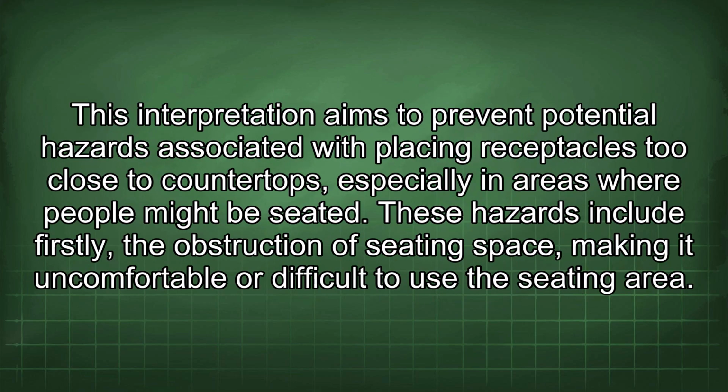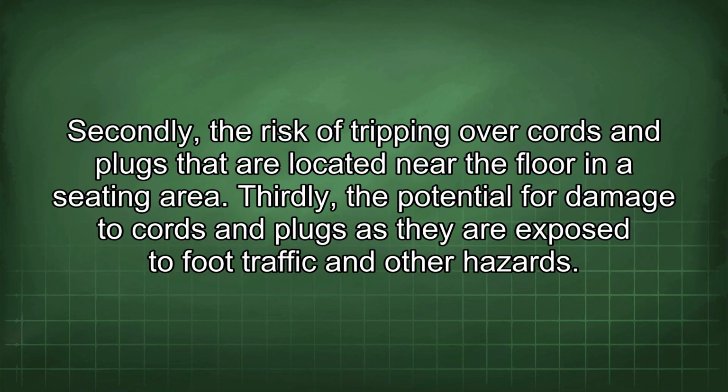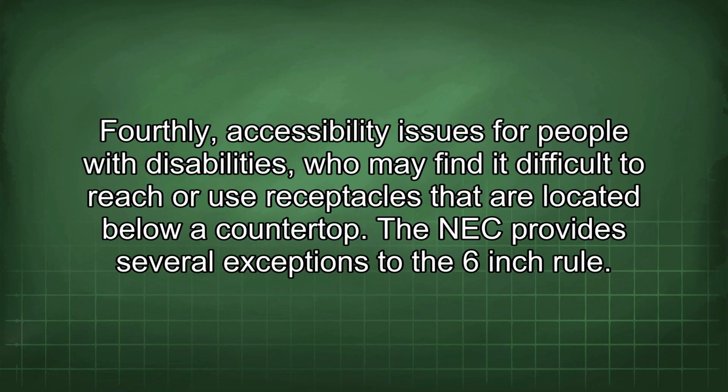This interpretation aims to prevent potential hazards associated with placing receptacles too close to countertops, especially in areas where people might be seated. These hazards include, firstly, the obstruction of seating space, making it uncomfortable or difficult to use the seating area. Secondly, the risk of tripping over cords and plugs that are located near the floor or in a seating area. Thirdly, the potential for damage to cords and plugs as they are exposed to foot traffic and other hazards. Fourthly, accessibility issues for people with disabilities, who may find it difficult to reach or use receptacles that are located below a countertop.